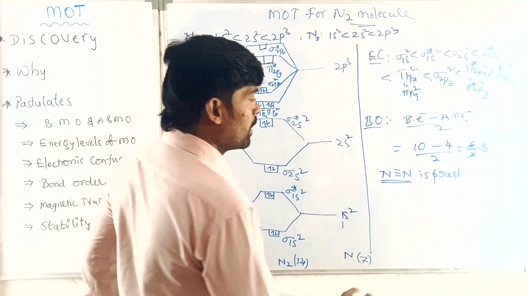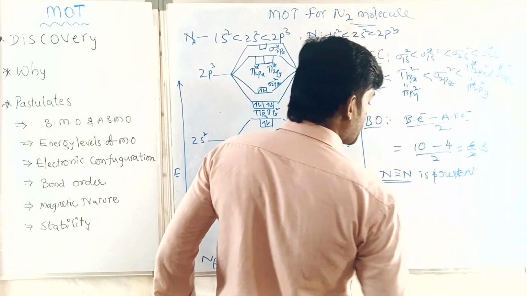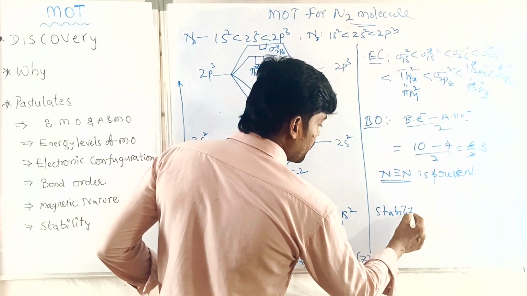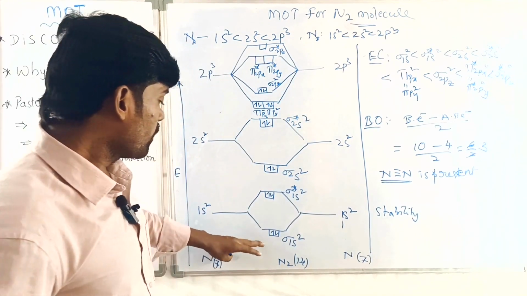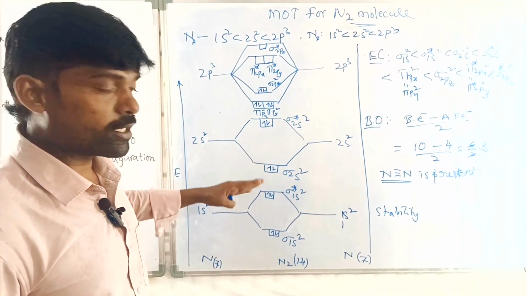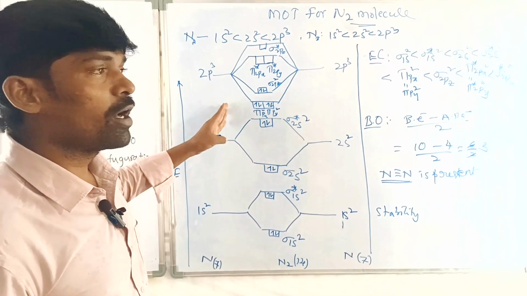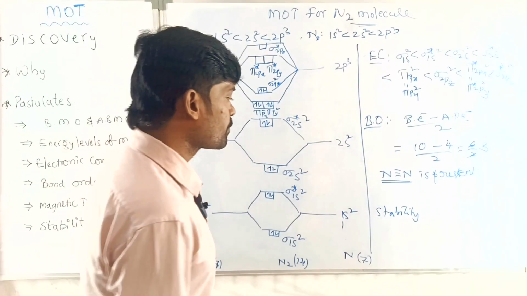Triple bond is present. Stability will be calculated by the ratio between bonding electrons and antibonding electrons. Bonding electrons are more than antibonding electrons, so this molecule is stable.